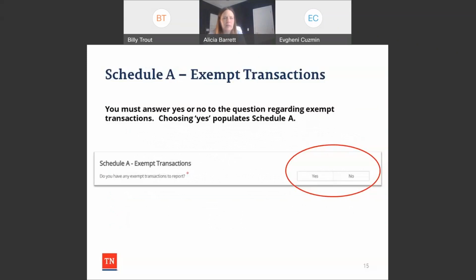Schedule A, this is for exempt transactions. Most of the items on here are going to be exempt. There's going to be a few things that we're also going to be taking out where we can apply the correct state rate to them. And so if you answer yes to the Schedule A question, it is going to open up the fields for you to complete that Schedule A. If you answer that question no, it will not open those fields up.